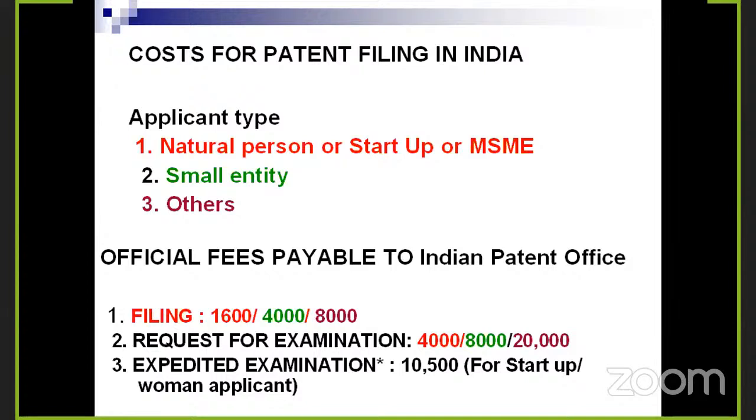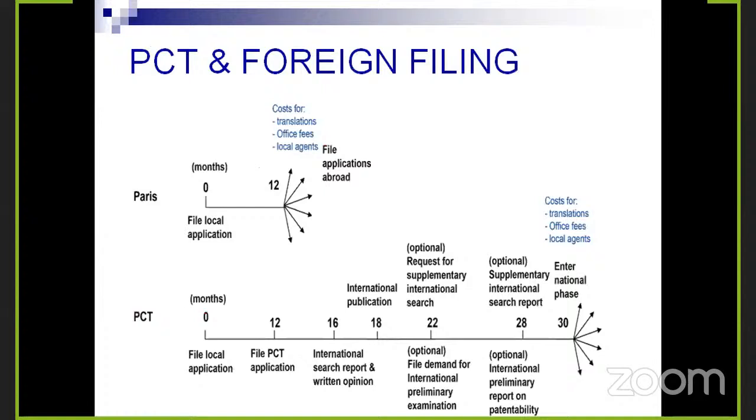Both of these are eligible for applying for expedited examination, and by doing that, you can expect a decision on your patent within a year's time, a maximum time frame of 1 year from date of filing. So you can expect a decision, a grant on it. So that's how quickly it happens. The fees also differ in all these 3 categories. The fees are lowest for startups or individuals, and keep increasing as we go to small entity and others. So this is about the cost for patent filing.